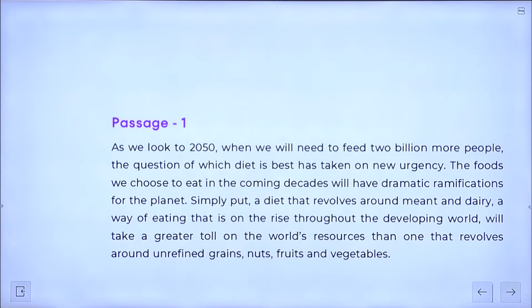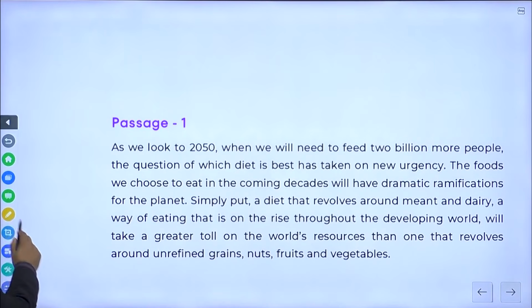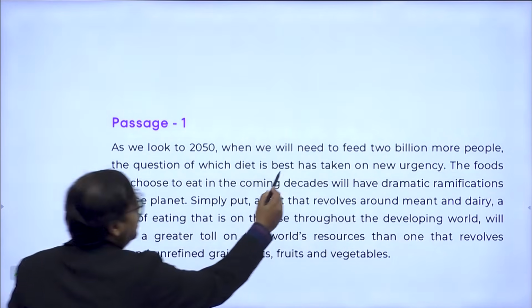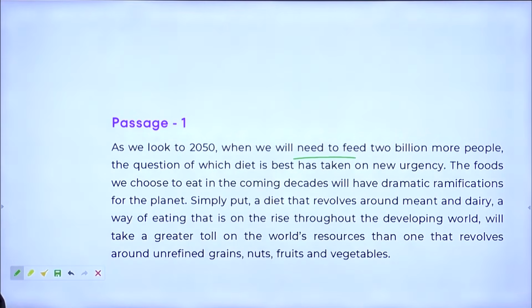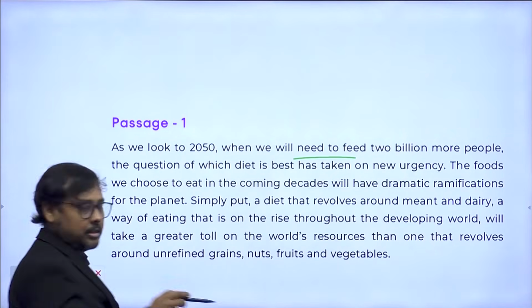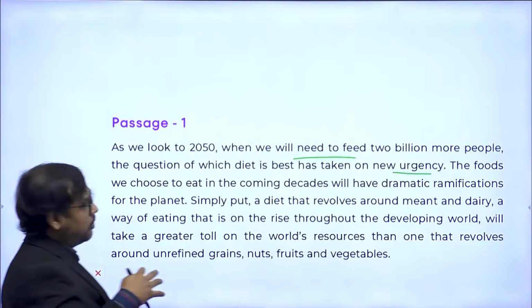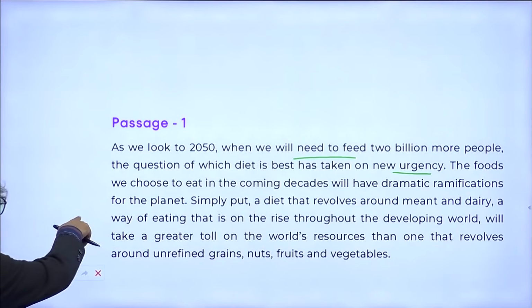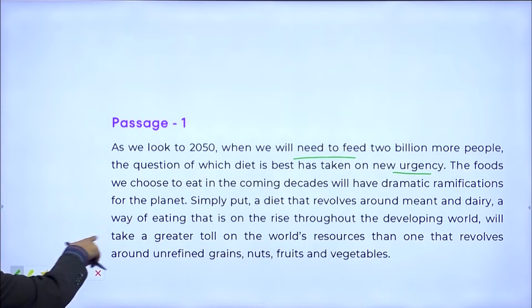Let's underline those emotive words. Now tell me. Okay. Need to feed. This is very emotive, right? Excellent. Urgency. So from this line, what message is the author trying to communicate? That is probably that a change in food habits is the need of the hour. Excellent. Then, the foods we choose to eat in the coming decades will have dramatic ramifications for the planet.